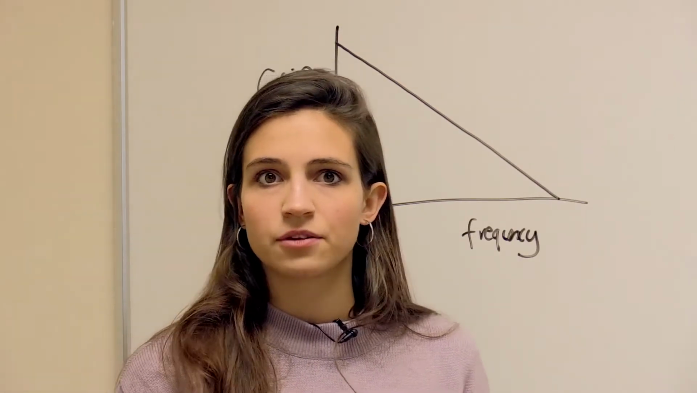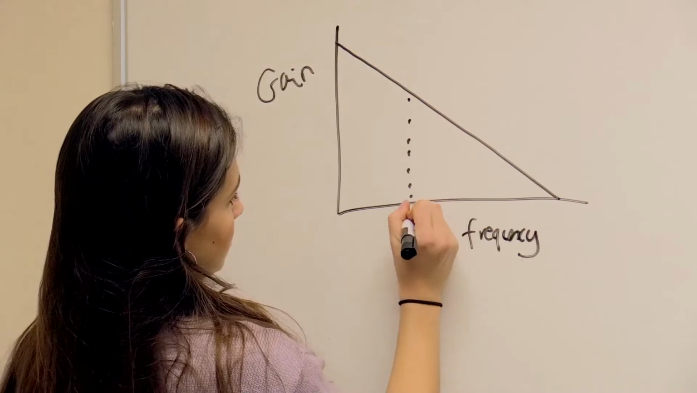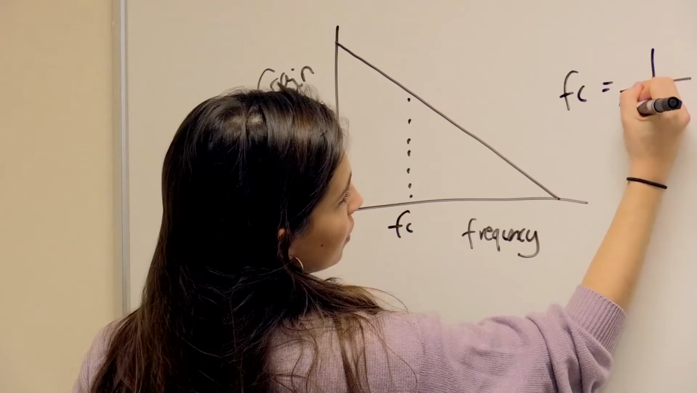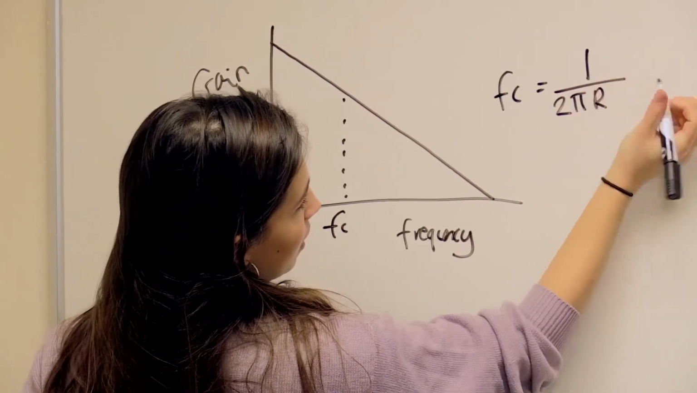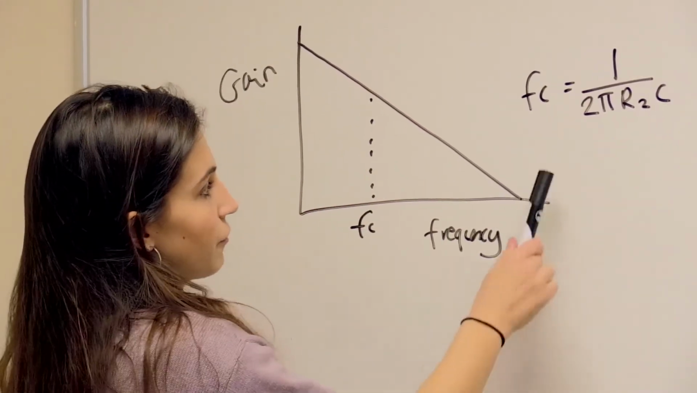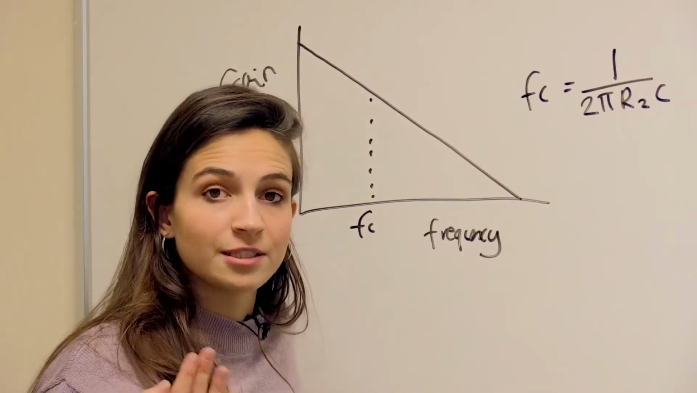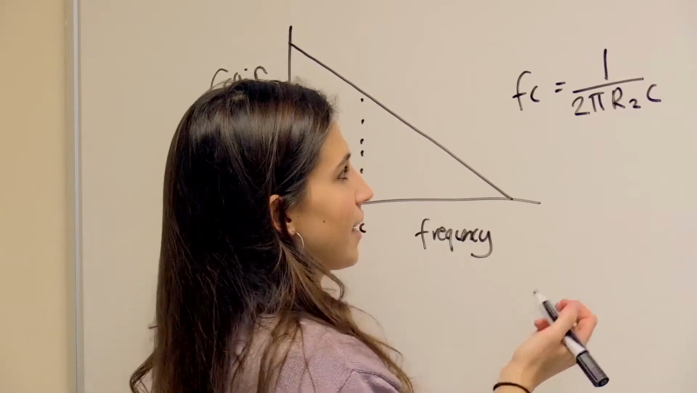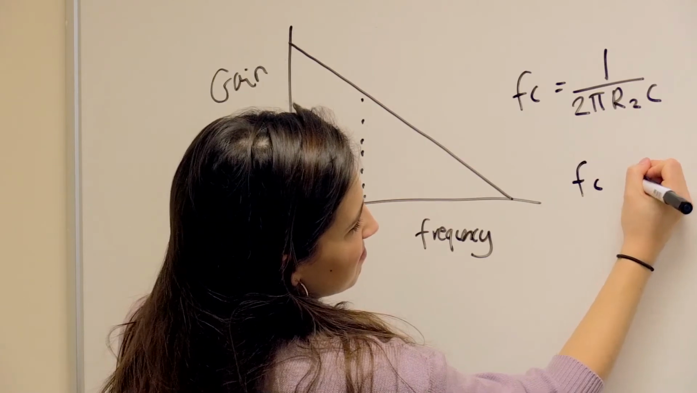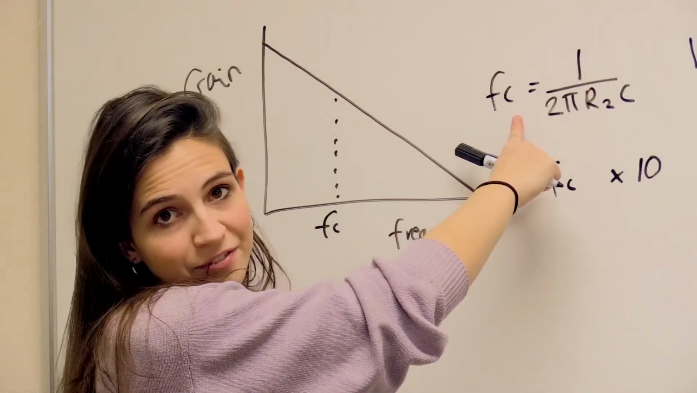Okay, and what is that threshold frequency? Well, let's say it's here somewhere. Let's call it FC. And FC is given by 1 over 2 pi R2C. So frequencies past this frequency, it should start to work as an integrator, but if you build an integrator practically, you're looking to put an input signal frequency that is about 10 times bigger than FC.